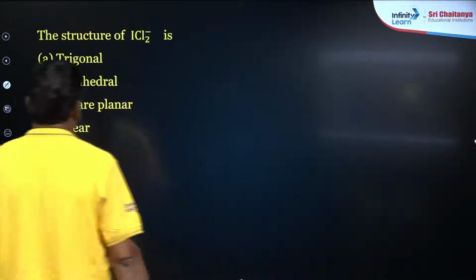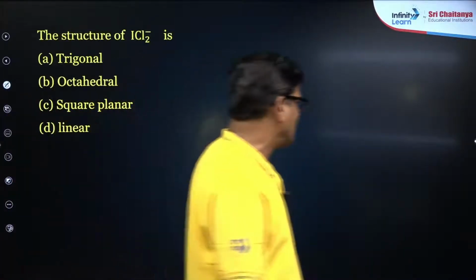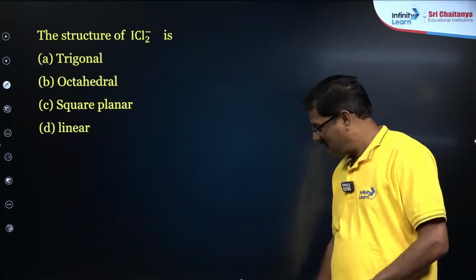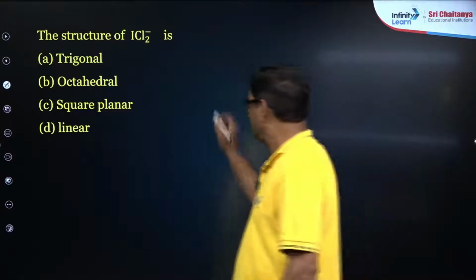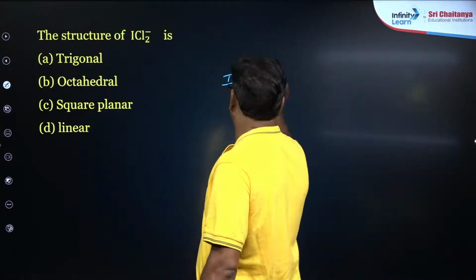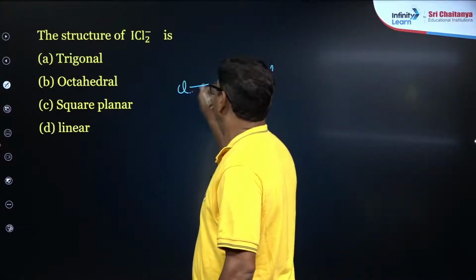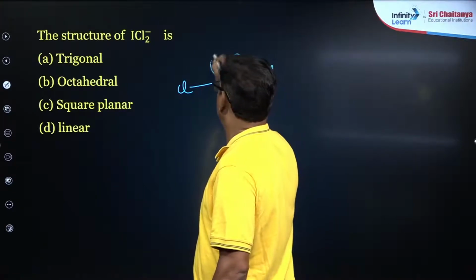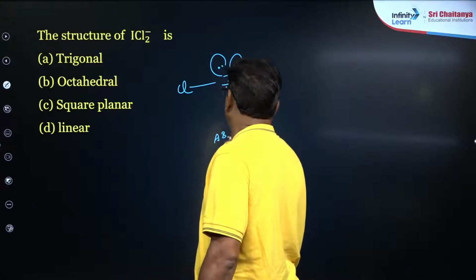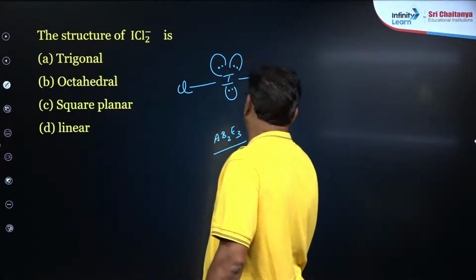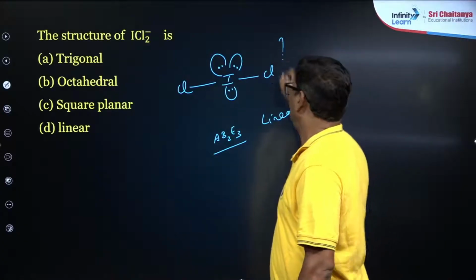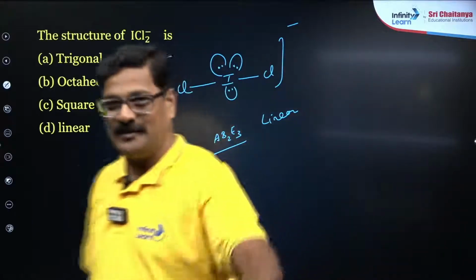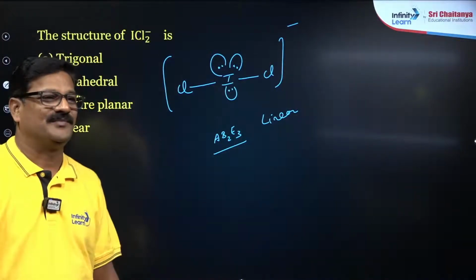The structure of ICl2 minus. How can we do ICl2 minus? I, Cl, 1 2 3 4 5 6. So it is going to be AB2E3. So the geometry is going to be linear. Getting it or not, Aditya? Okay, Abhinav.